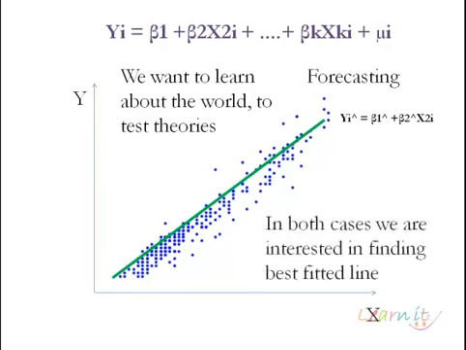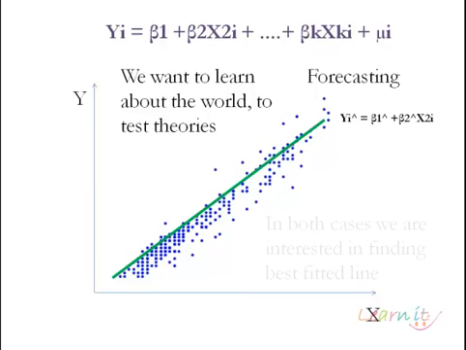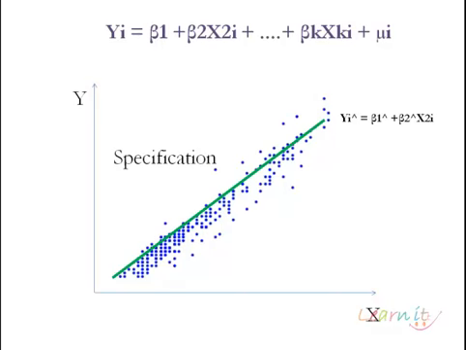In both cases, you're interested in finding this best fitting line. This is the entire goal of this course. You try to find this best fitted line. And while doing so, you have to take care of two things: one is specification and another is estimation. While specifying your model, you try to locate what are the main variables which you should include.